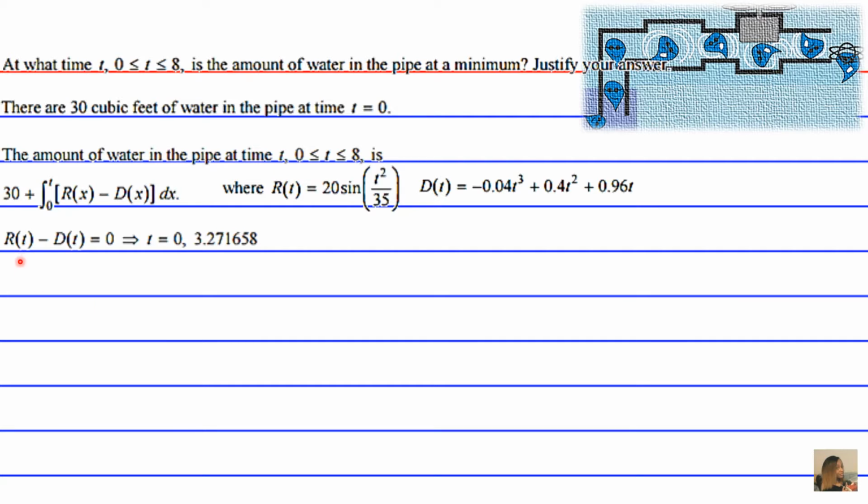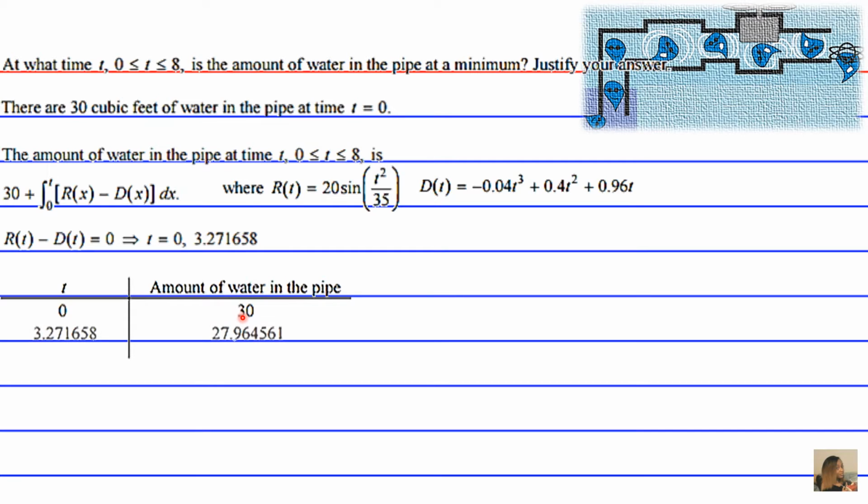So after doing that, there should be an integral sign right here of r of t minus d of t, or r of t minus d of t is equivalent to 0. That means these two graphs are equivalent to each other at time 0 and also at time 3.271658 hours, okay? So at 0, they're equivalent to each other because nothing has flown yet.